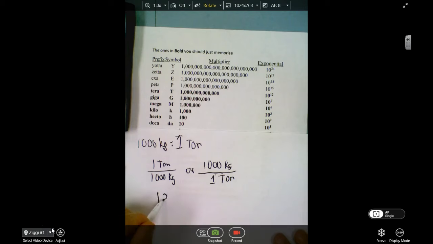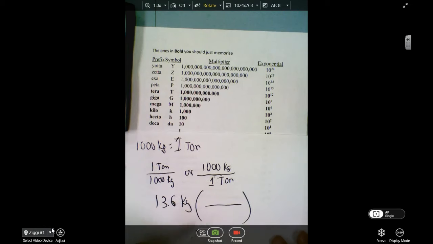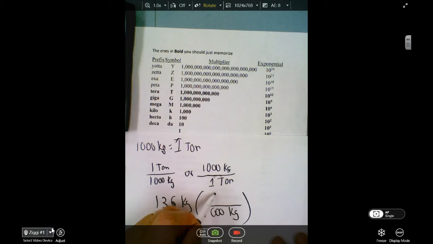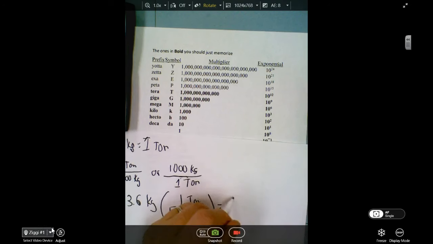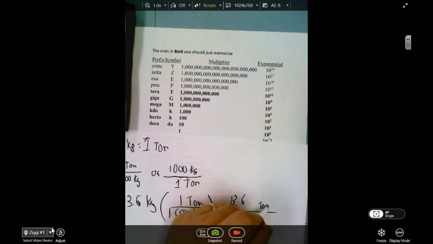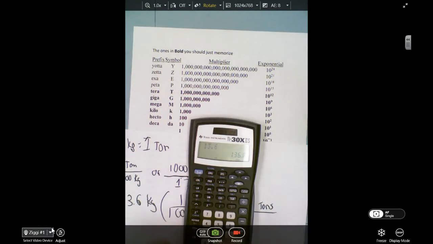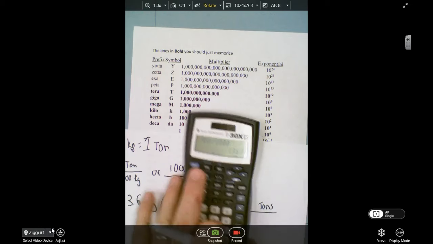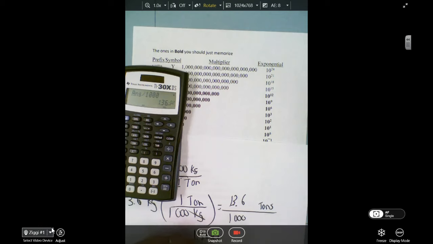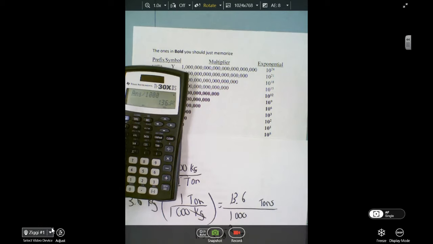So I can start with 13.6 kg, 1,000 kg here, 1 ton here, equals 13.6 over 1,000. kgs cancel, tons. 13.6 divided by 1,000, and I get 1.36 times 10 to the minus 2 tons, or if you prefer, 0.0136 tons.